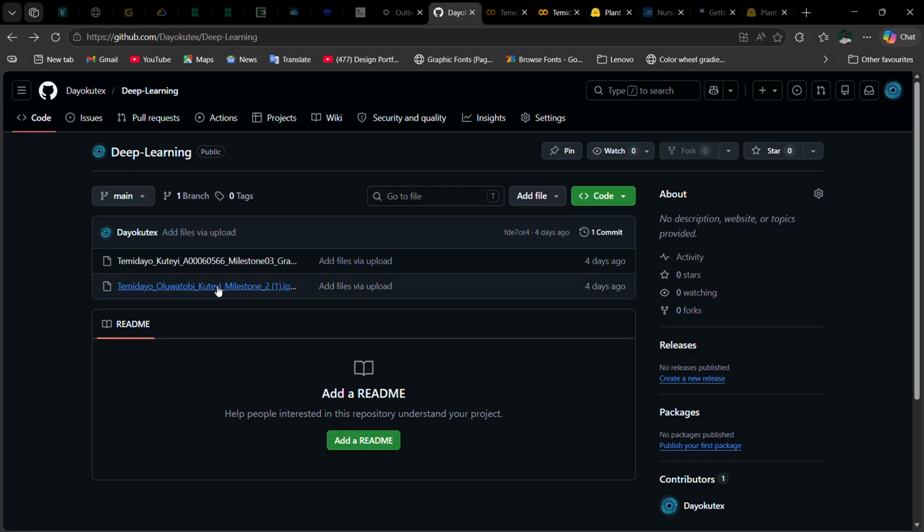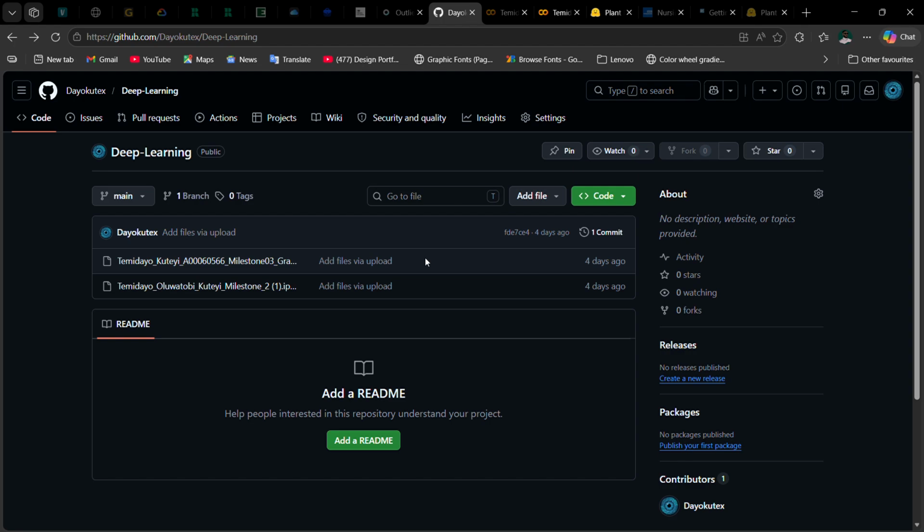Now, where I am is my GitHub repository. The full code for milestone 2 and milestone 3 has been provided here with public access.